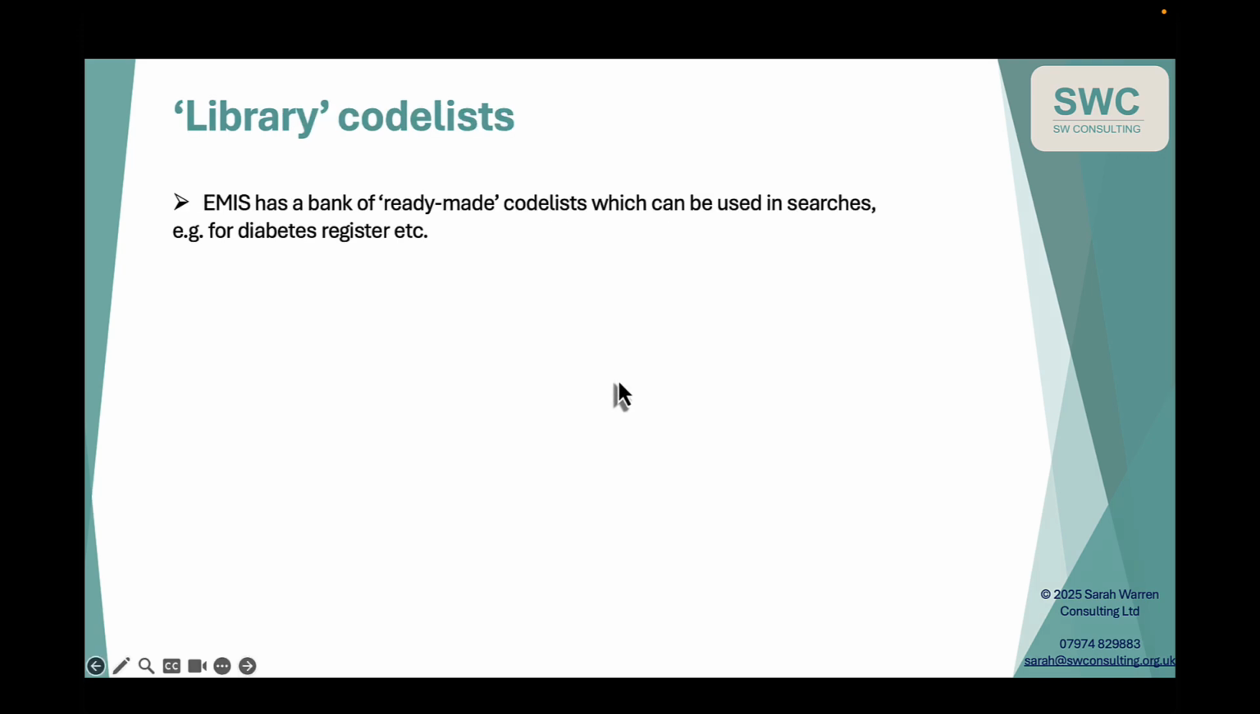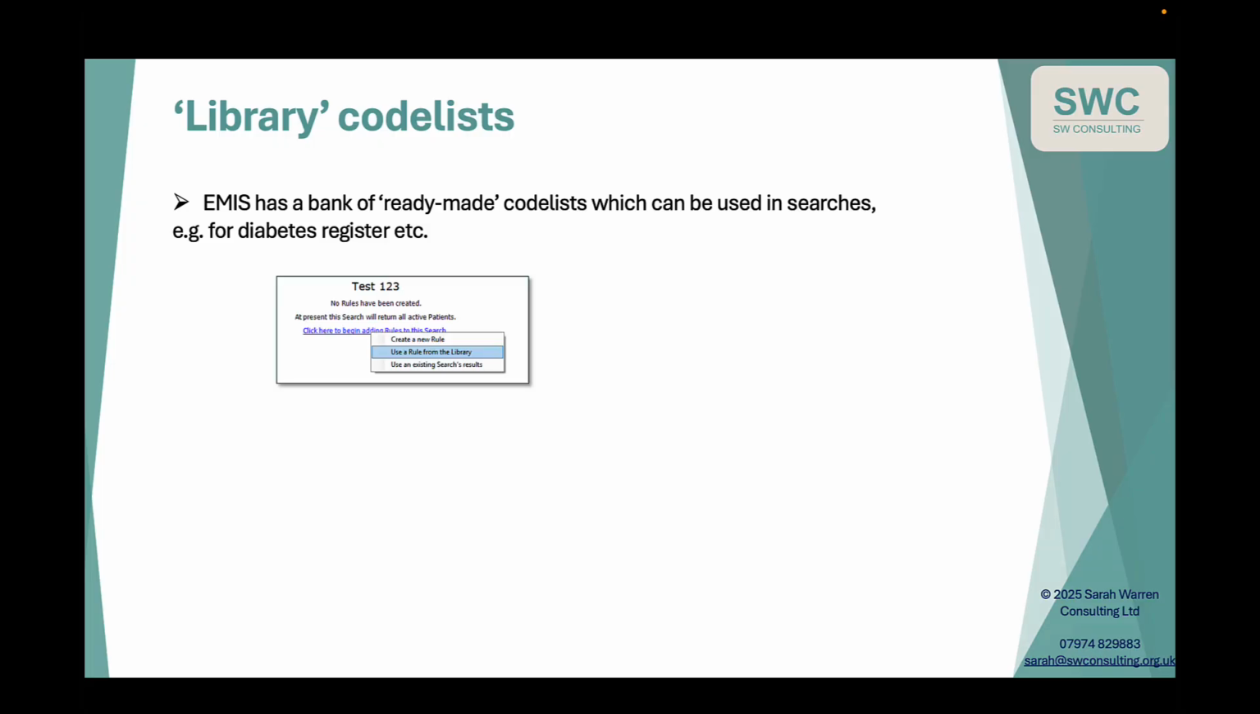Library code lists. So EMIS has a bank of library code lists. I believe in Wales these are still in read at the moment. There's a bit of work going on in the background. They will be updated to SNOMED before long. But I will show you how to use them anyway. It's very, very useful to know that they exist.